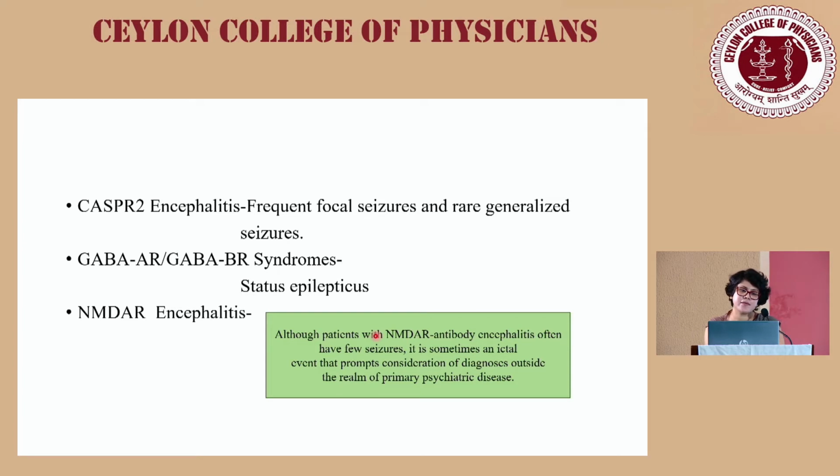And in CASPR2 encephalitis, they again can have frequent focal seizures and sometimes rare generalized seizures. GABA-mediated syndromes again can have any sort of seizure semiology, but they are more likely to come up with status epilepticus. NMDAR encephalitis, which is more prevalent and widely talked about, can again have a varied seizure semiology, but less frequent compared to LGI1 and CASPR2-mediated encephalitis. But sometimes when the patients come with purely psychiatric manifestations, it could be the first seizure event that prompts us to the diagnostic possibility of autoimmune encephalitis.